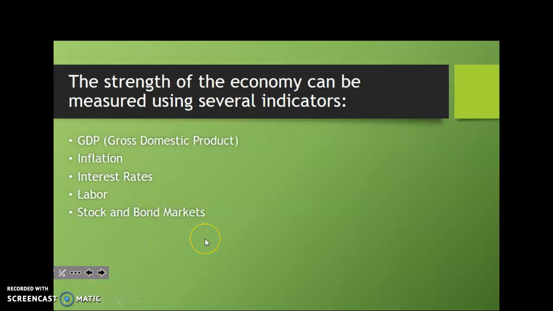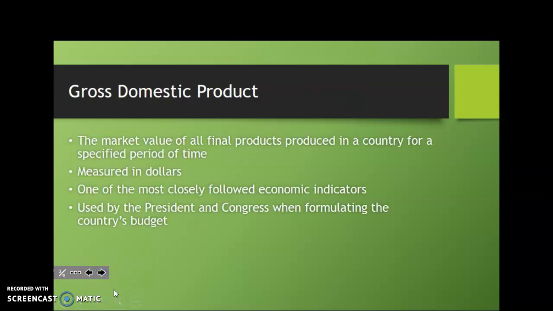So, the strength of the economy can be measured using several indicators. The first one is gross domestic product, or you may hear it referred to as GDP. There's inflation, interest rates, labor, and the stock and bond markets. Now, gross domestic product, or GDP, is the market value of all final products produced in a country for a specified period of time. It's measured in dollars, and it's one of the most closely followed economic indicators.